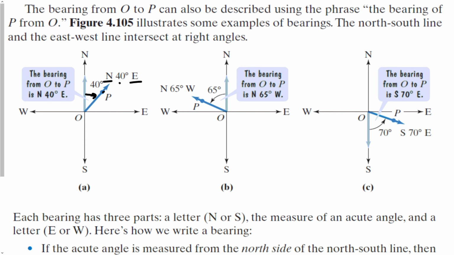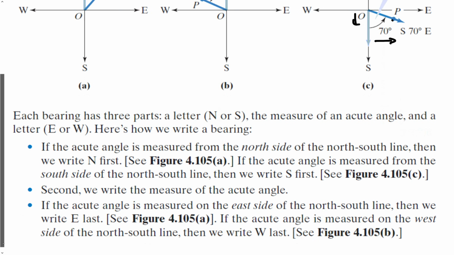So you start with the north-south line, and then you say how far you are going, east or west. This bearing right here would be north, because you're going north, and west. So north, 65 degrees to the west. This one down here is south, 70 degrees towards the east. Okay, so each bearing, here's a little breakdown.